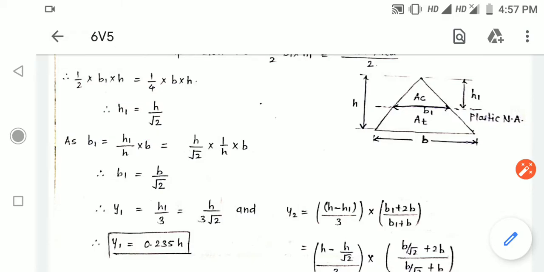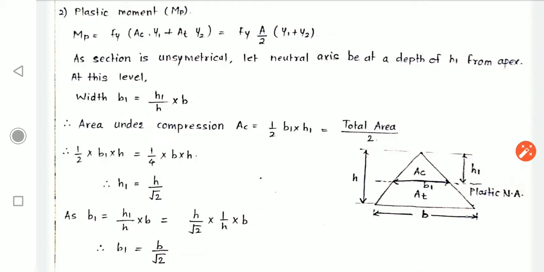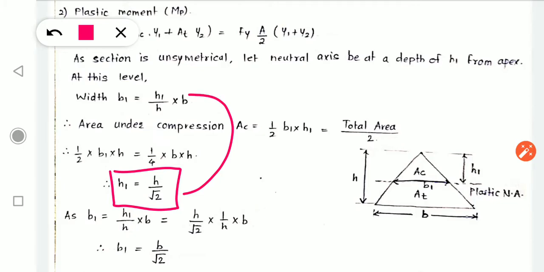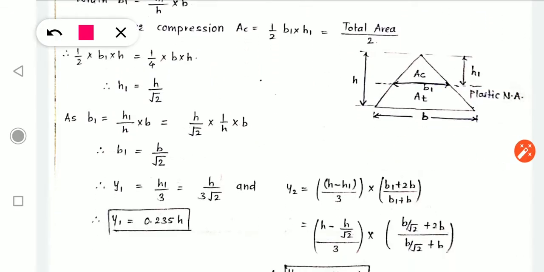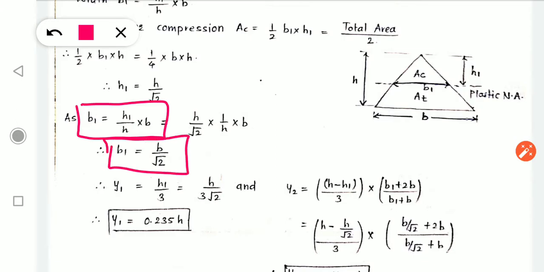Okay, now put these values back into the B formula. Write this H1 value, and if we do so, we get B1 is equal to H1 by H into B, and from there we simplified B1 equals B by root 2. Okay, B1 equals B by root 2 after putting the value of H1 here.